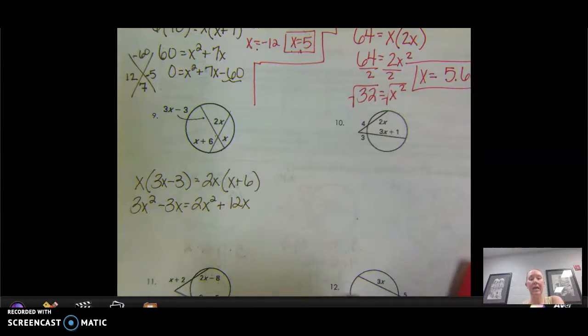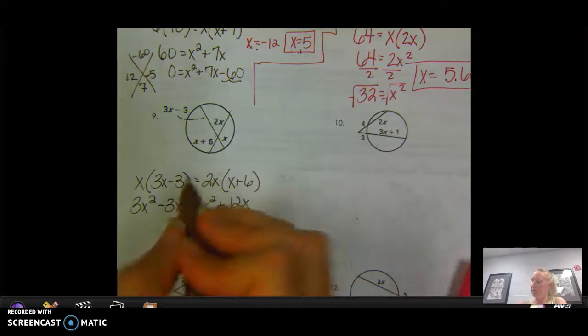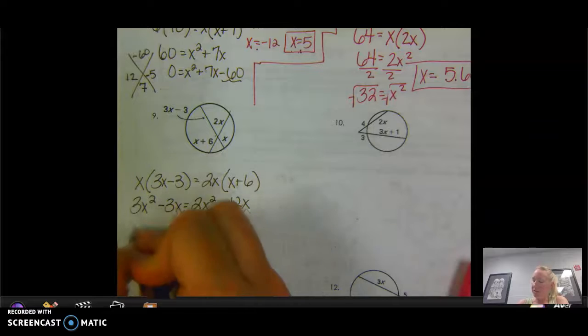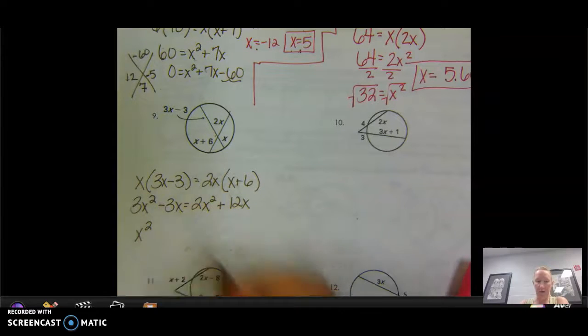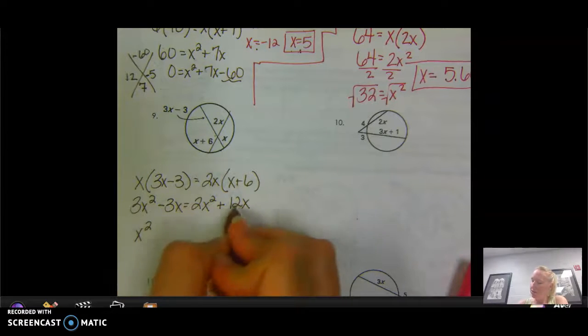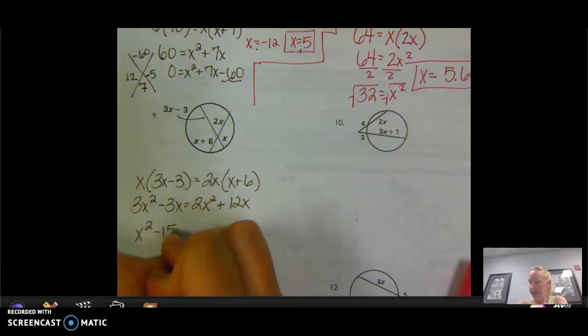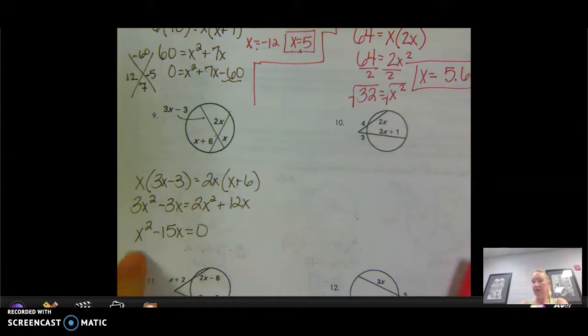So guys, this is a lot of algebra. So hopefully you're remembering some of these. I'm going to move everything to the left, so I'm going to subtract 2x squared and I get just x squared. I'm going to subtract 12x, and that gives me negative 15x, and that equals 0. So I have an x squared and an x here, but I don't have a third term. I don't have a constant.